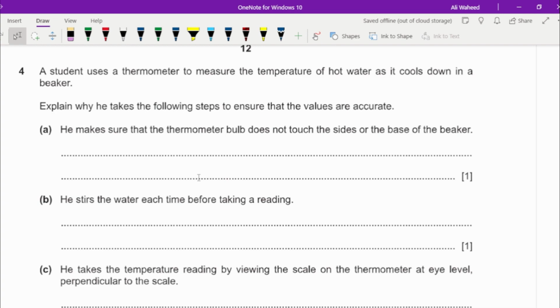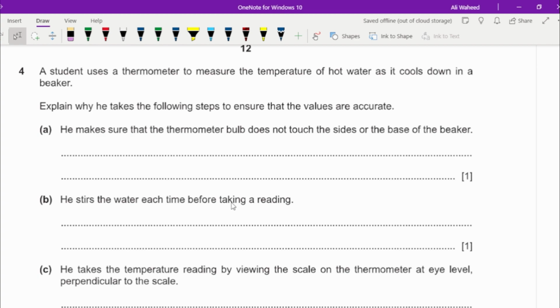So here we have question number 4. A student uses a thermometer to measure the temperature of the hot water as it cools down in a beaker. Explain why he takes the following steps to ensure that the values are accurate. Number 1, part A. It makes sure that the thermometer bulb does not touch the sides or the base of the beaker.